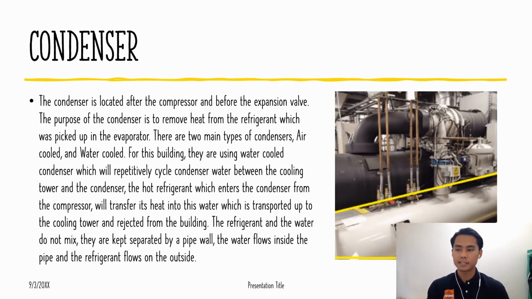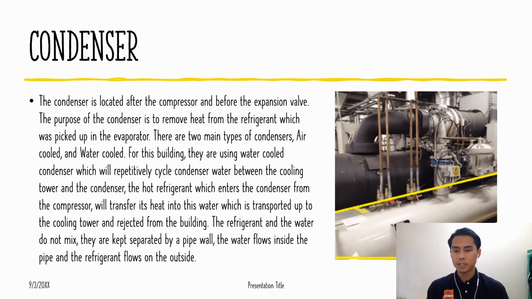Secondly, we have the condenser, which is always located after the compressor and before the expansion valve. The purpose of the condenser is to remove heat from the refrigerant which was picked up in the evaporator. There are two main types of condenser: the air-cooled condenser, and the water-cooled condenser, which is what this building uses, as shown in this picture.